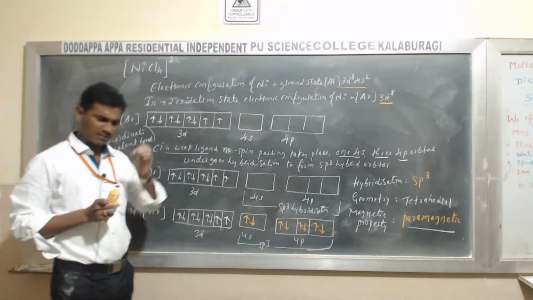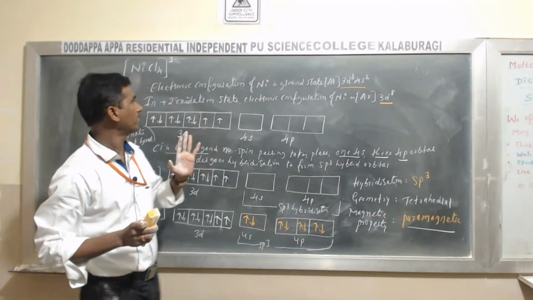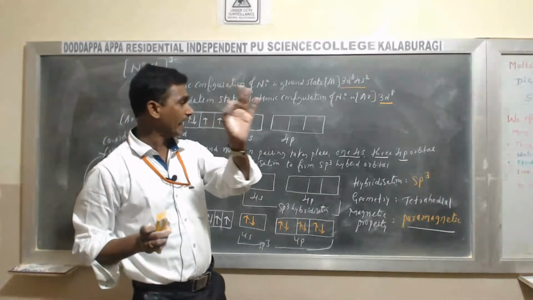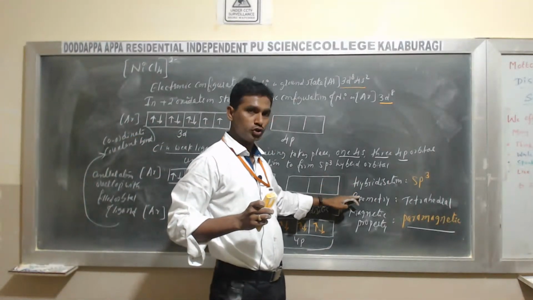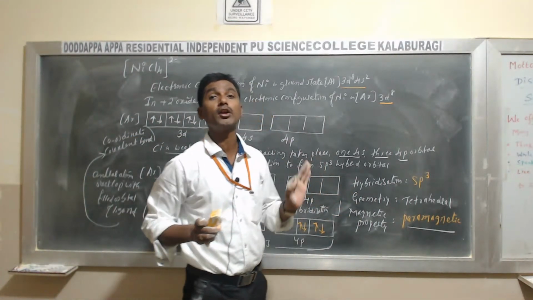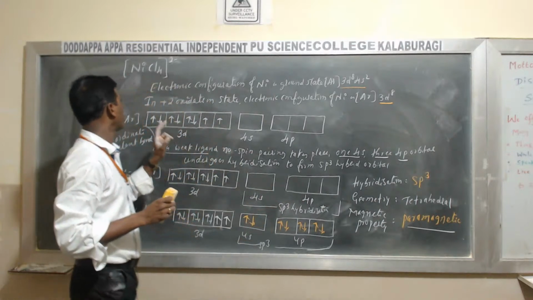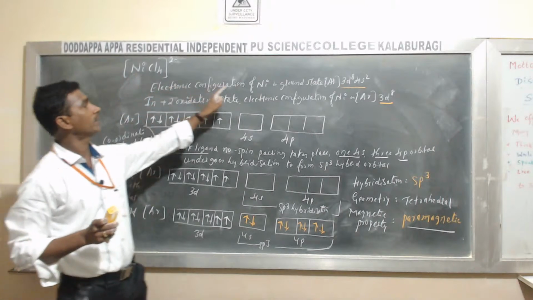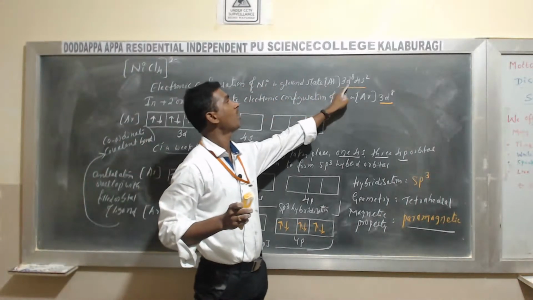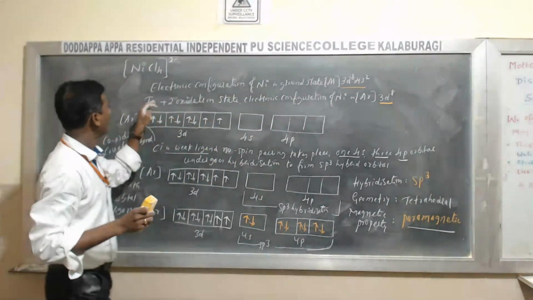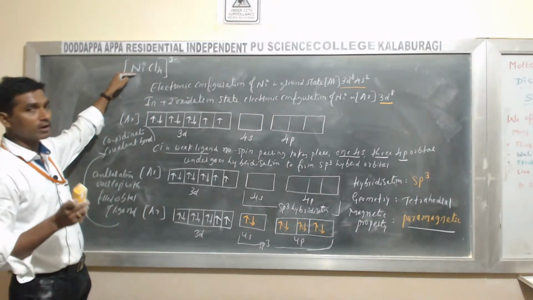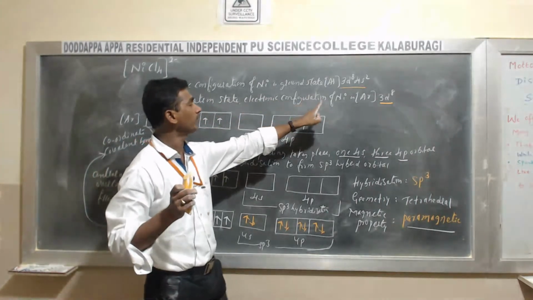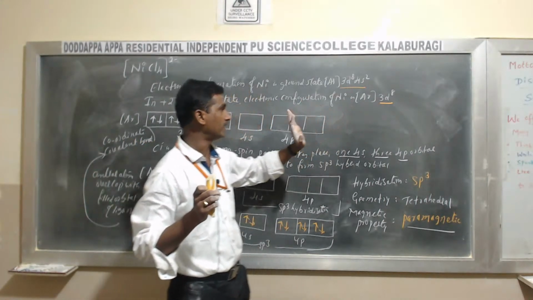So students, this is very important. In the examination, it is a 3 marks question: explain hybridization, geometry and the magnetic property of NiCl4 2-. First write down the central metal atom: nickel. The electronic configuration of nickel in ground state is argon 3d8 4s2. The oxidation state of nickel is +2, and in +2 oxidation state the configuration of nickel is only 3d8.